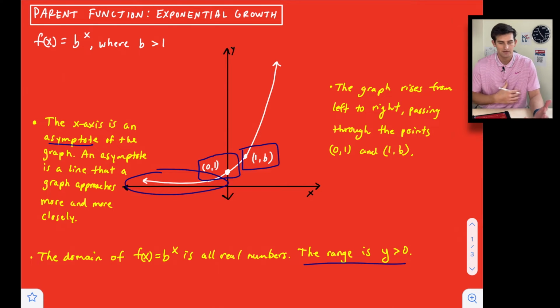Now it is going to go left forever and it is going to go up and to the right forever. That's why our domain would be all real numbers. And then the last thing I want to talk about, the graph rises from left to right, and like we said earlier, that passes through the points 0, 1, and 1, b. So that's what our exponential growth function would look like, increasing from left to right.